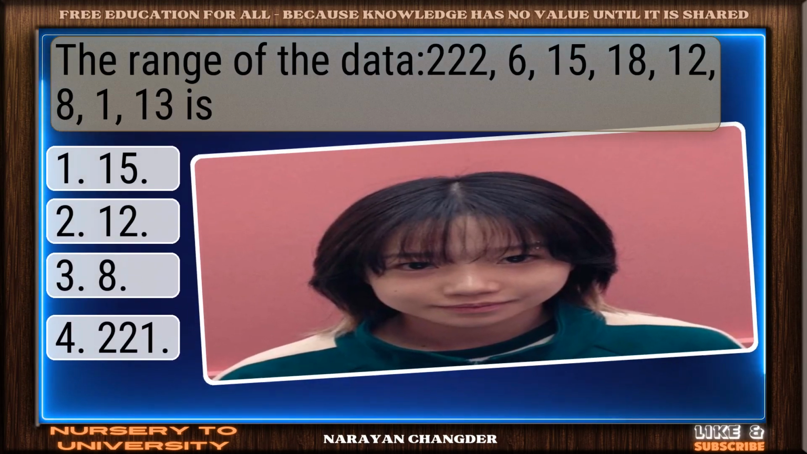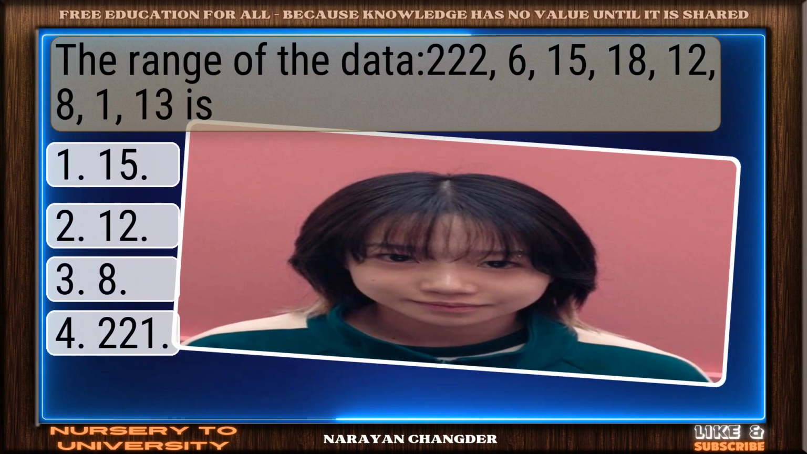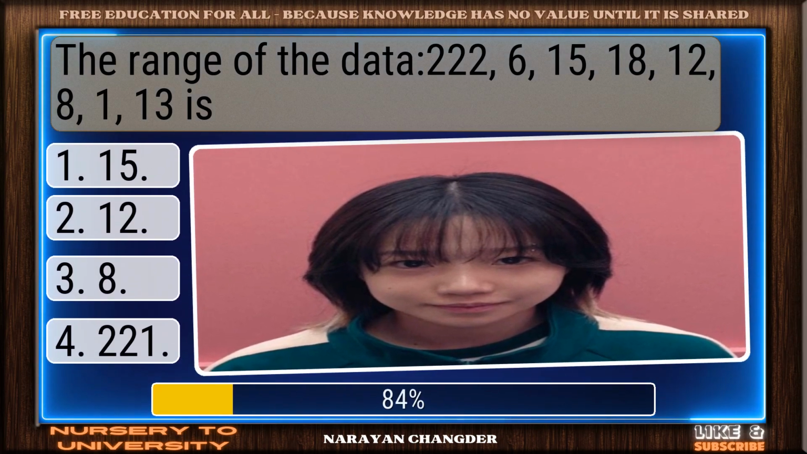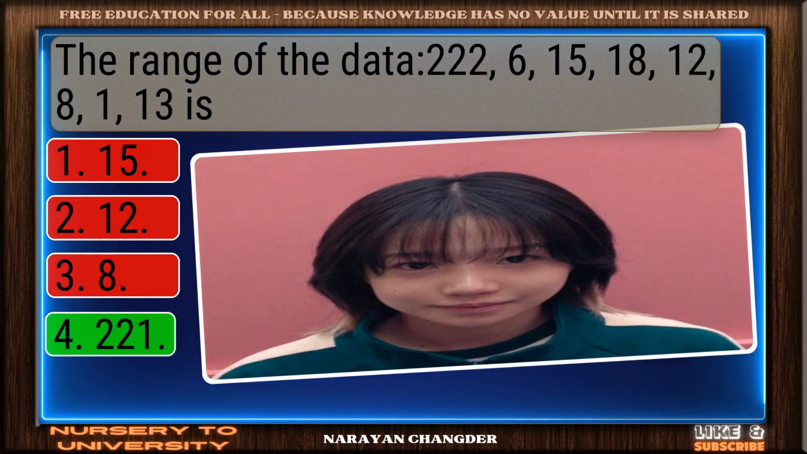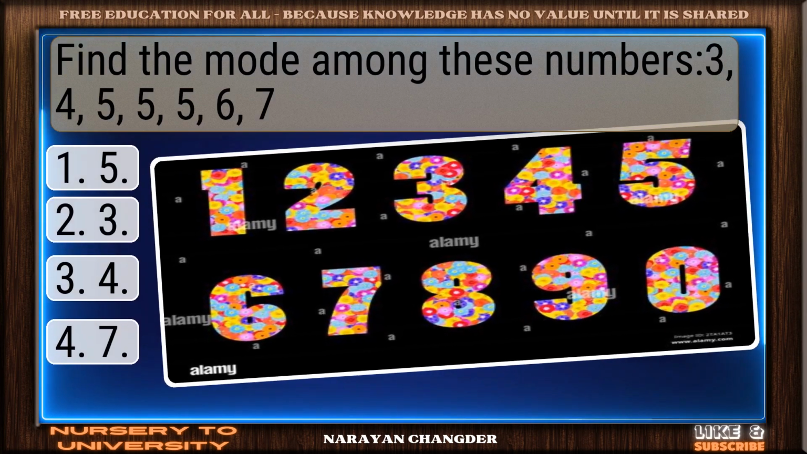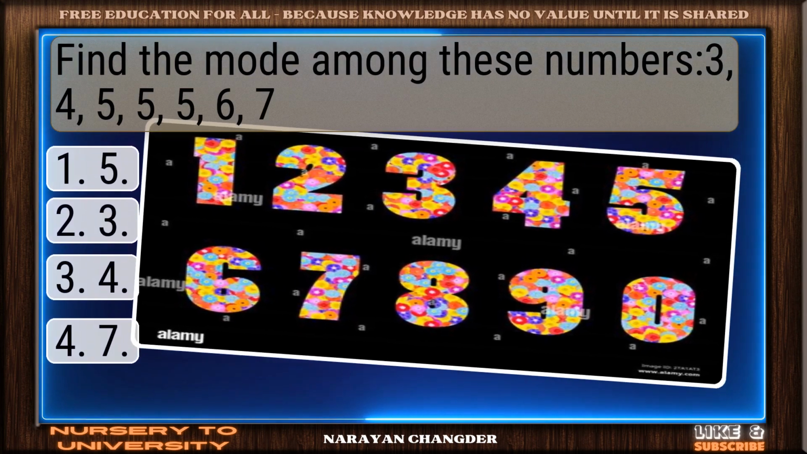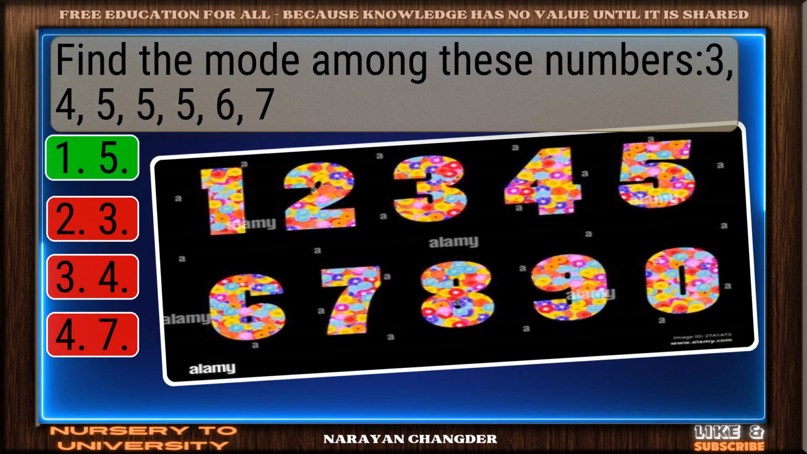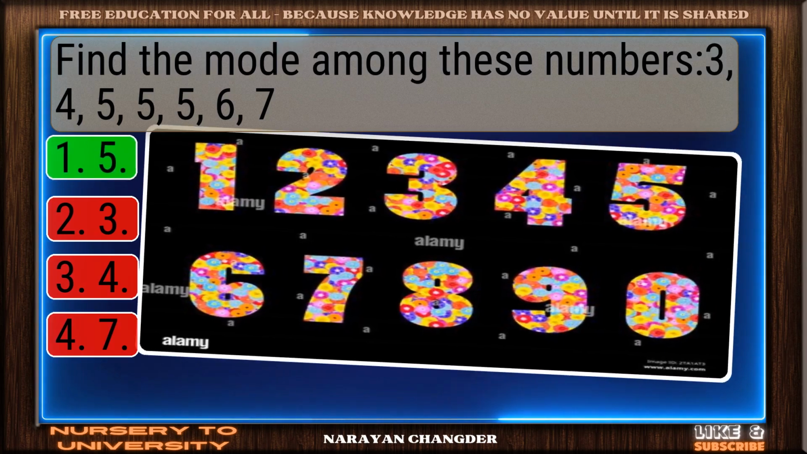Question number 156. The range of the data 2, 22, 6, 15, 18, 12, 8, 1, 13 is? Correct response. 21 is the most accurate answer. Question number 157. Find the mode among these numbers 3, 4, 5, 5, 6, 7. Correct. 5 is the right answer.